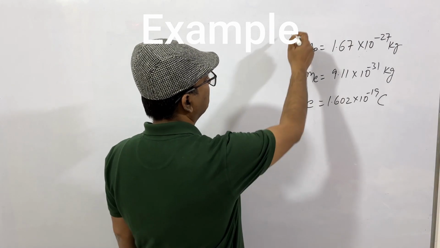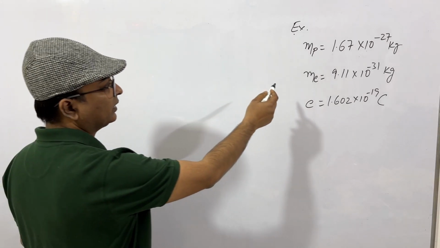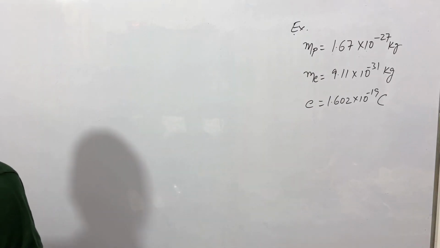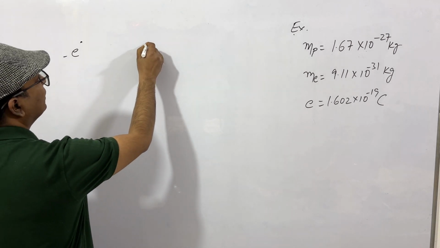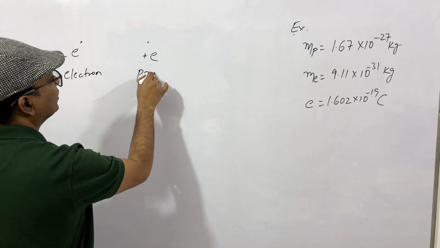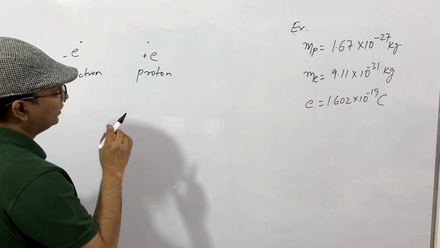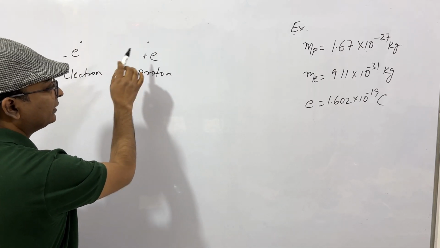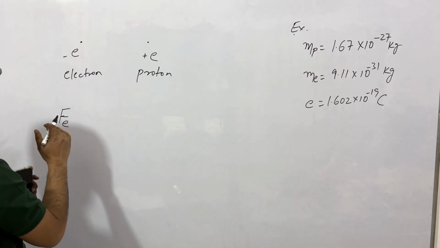Let's understand something. You can take it as an example. This is the mass of proton, mass of electron, and the charge on one electron. I have given the values. If we have an electron and a proton, this is an electron, this is a proton, we want to know the force of attraction, that is the electrostatic force due to these charges, between these charges. So the electrostatic force, Fe, will obviously be attractive.